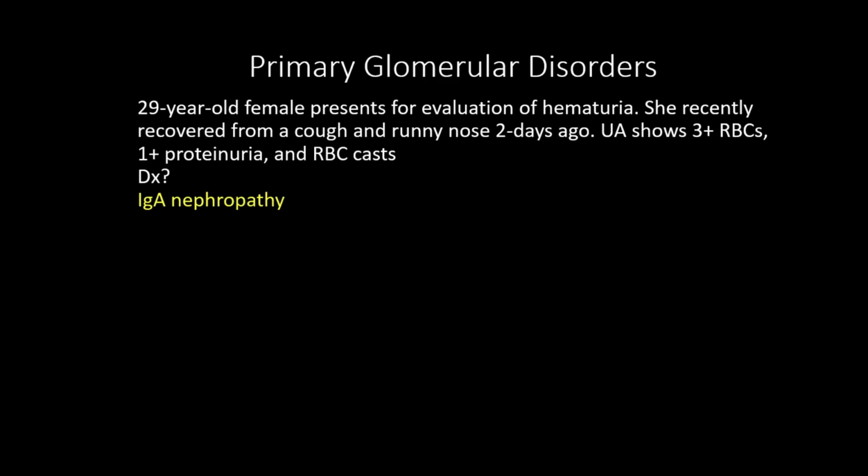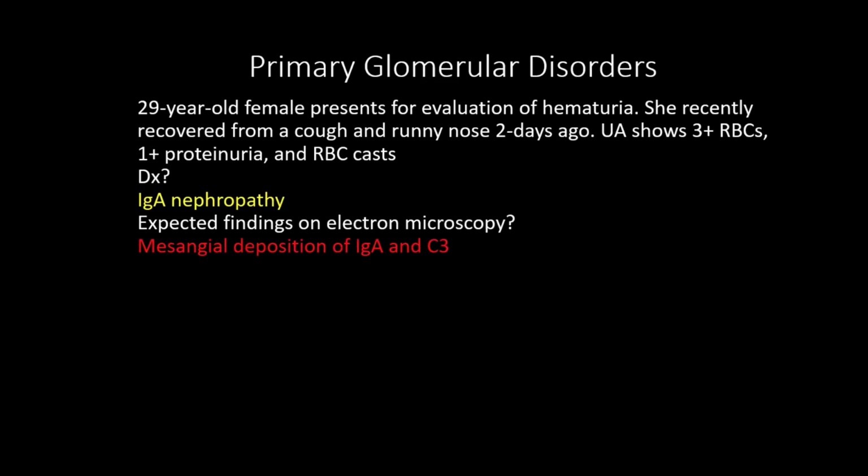So Berger disease, but IgA nephropathy, especially considering the recent history of infection, as we know, especially mucosal infections. It sounds like this woman had a URI, so we would have a proliferation of IgA in those circumstances. So expected findings on electron microscopy, very difficult question here. I wouldn't know this. Maybe IgA deposits on the subendothelium. Yeah, so mesangial deposition of IgA and C3, very good.